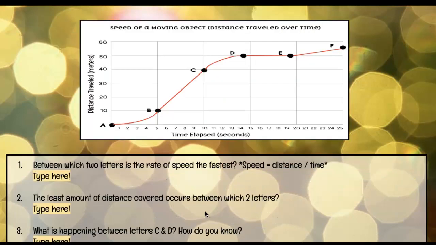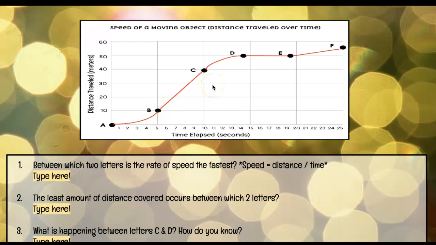The first part shows you this distance versus time graph, and it shows you what's happening between different segments: A to B, B to C, C to D, D to E, and E to F. The first question says, between which two letters is the rate of speed the fastest? We know to calculate speed, it's distance divided by time. You could take the total distance gone and divide it by the time. So you could say, okay, that went 10 meters in 5 seconds. 10 divided by 5 is 2 meters per second. So I know this object traveled 2 meters per second in this segment.